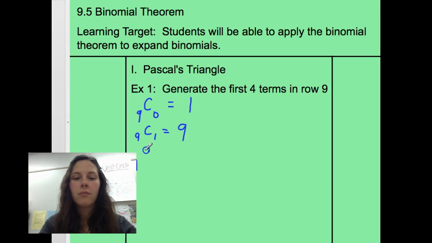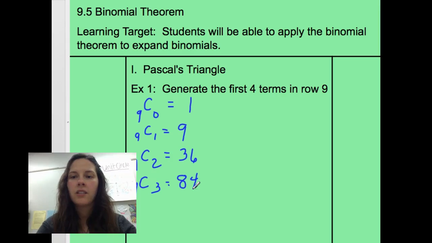So then we get on to some that we might need to do the formula for. 9C2 gives us a value of 36. And 9C3 gives us a value of 84. So those are the first 4 terms in row 9 of Pascal's triangle.